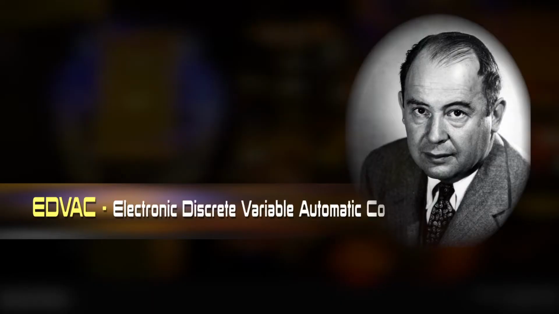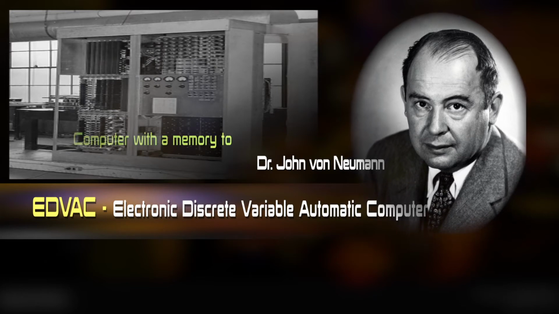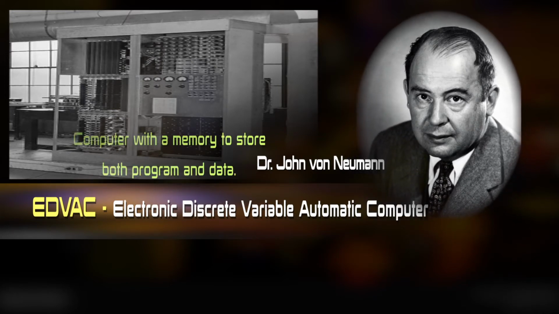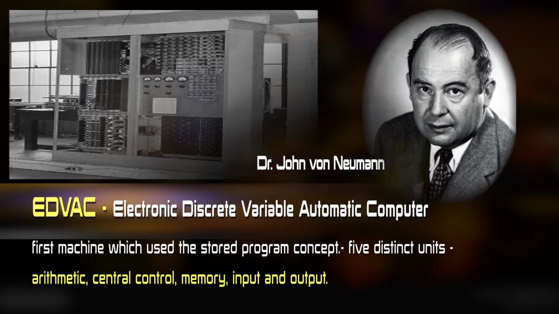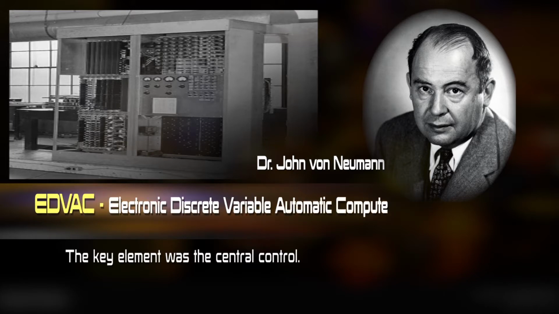In the mid 1940s, Dr. John von Neumann designed the Electronic Discrete Variable Automatic Computer, the EDVAC, with a memory to store both program and data. This was the first machine which used the stored program concept. It had 5 distinct units: the arithmetic, central control, memory, input and output. The key element was the central control. All the functions of the computer were coordinated through this single source. The programming of the computer was done in machine language.